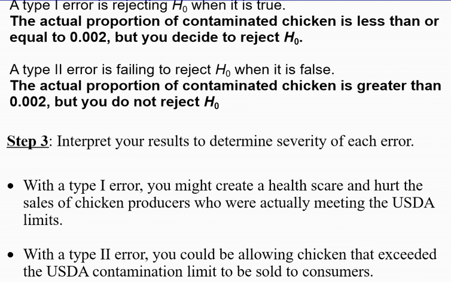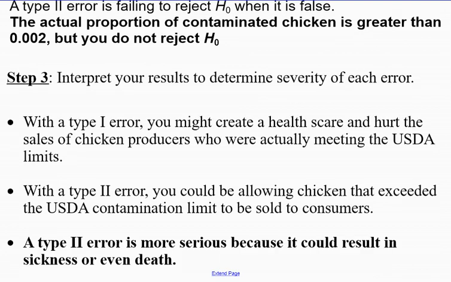Type 2 error, though, would be probably worse in this scenario because we would be not finding enough evidence even though it should have been rejected. So that would mean that we allow chickens that exceed the limit to be sold to consumers. And type 2 error in this case is more serious because it could result in sickness or even death because we failed to reject something that really should have been rejected.